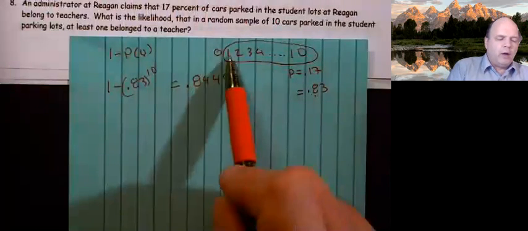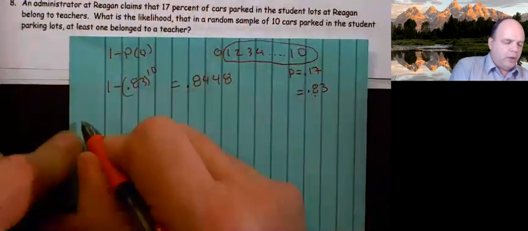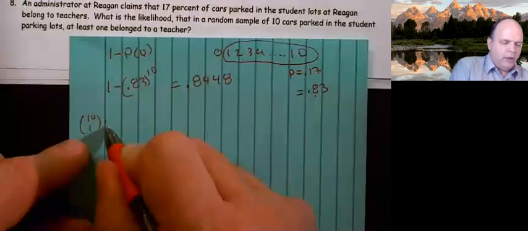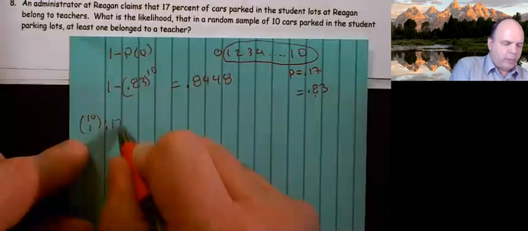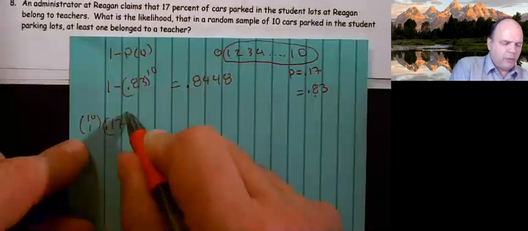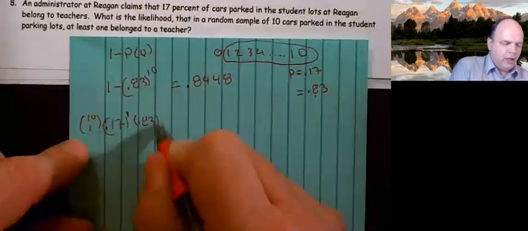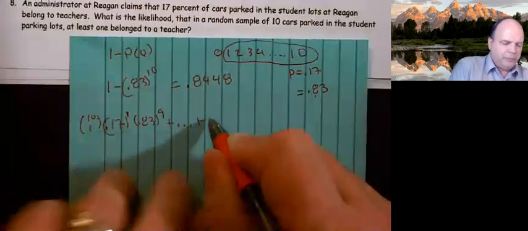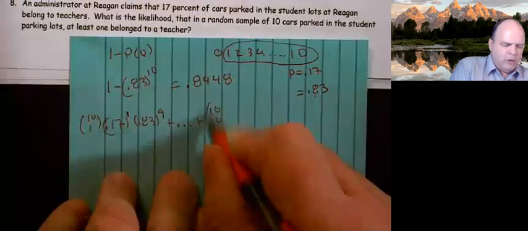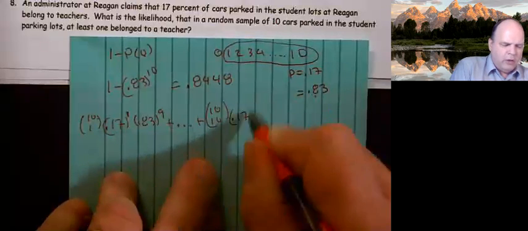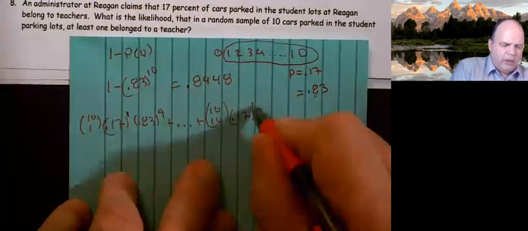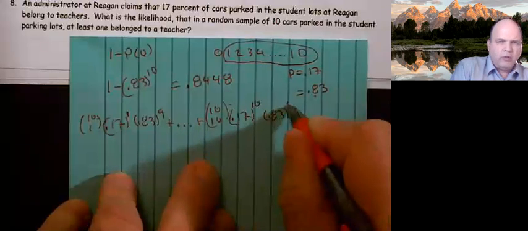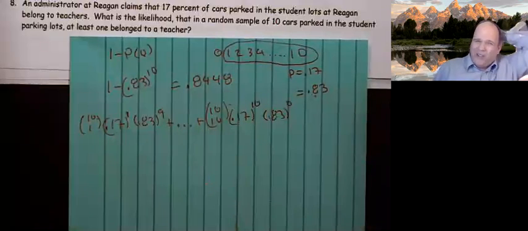So if I were showing my work for the binomial, I would go, you know what? This is 10 choose 1 times 0.17, our probability, to the first power, then 0.83 to the 10 minus 1, which is 9, plus dot, dot, dot, plus 10 choose 10, 0.17 to the 10th, 0.83 to the 10 minus 10, which is 0. Okay, but how does that relate to this?